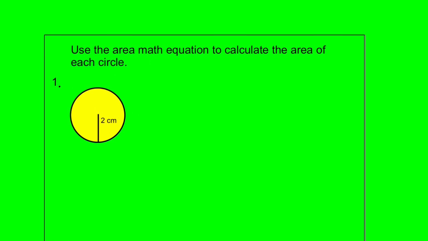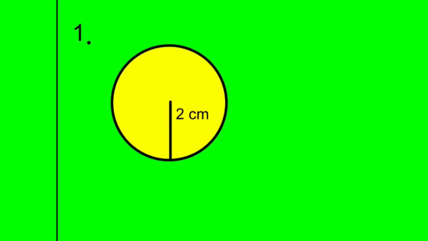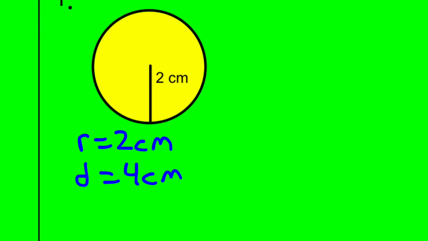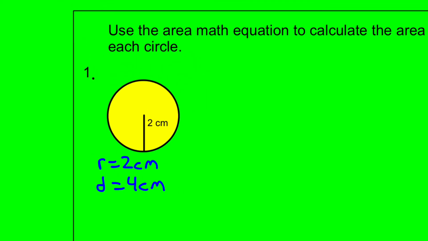So we're going to use the area math equation to calculate the area of each circle. Now let's take a look at number 1. In this circle, we have a radius of 2 centimeters, right? A line that goes from the center to the edge of the circle is the radius. So the radius of this circle is 2 centimeters, which means the diameter is going to be double that. The diameter is 4 centimeters. Now in this case, since we're calculating the area, we don't need the diameter, but it's good to remember those things. So our math equation to calculate area of a circle is A equals pi multiplied by the radius squared.